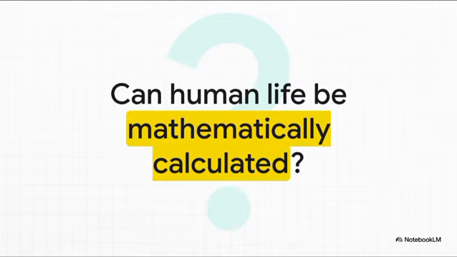So, think about this for a second. Can the exact trajectory of a human life truly be calculated using mathematical formulas? It's a pretty provocative thought, isn't it? Today, we're going to frame our entire exploration around this ancient search for mathematical order in human destiny. We're actually going to look at the exact formulas they used back then.